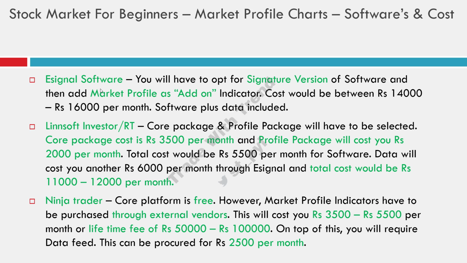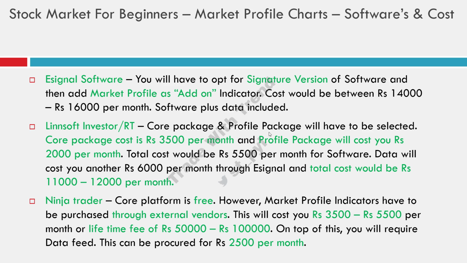So the first software is eSignal. In this, you have to opt for the signature version of this software and then add market profile indicators as an add-on. Now, cost would typically be between rupees 14,000 and 16,000 per month, and you will get software plus the entire data package.